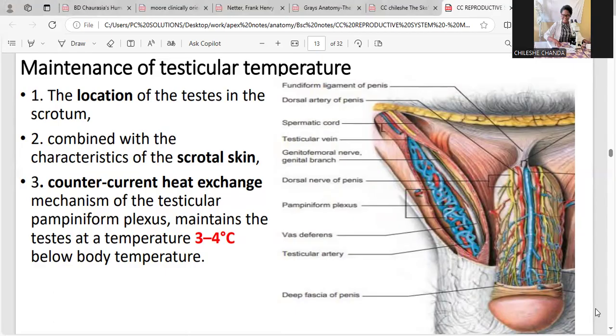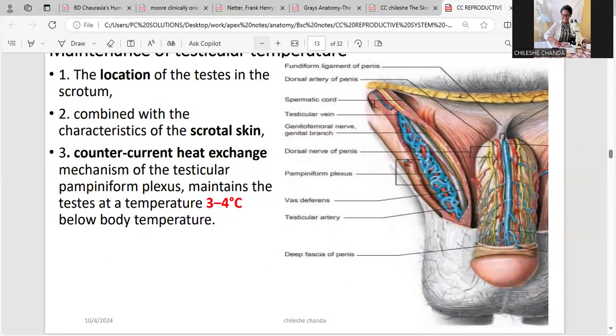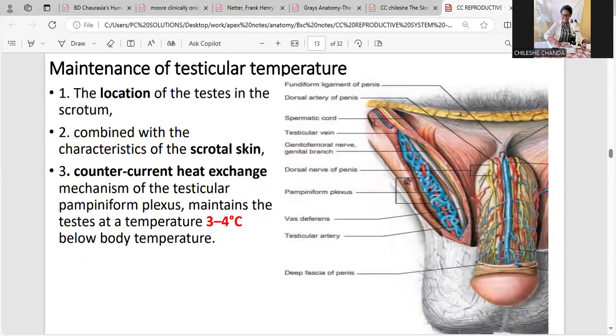Now, there are several ways in which the body makes sure that the sperms are kept at a temperature that is below normal body temperature. And one of those ways is the location. The testes are located on the outside. So the location helps to make sure that the testes are cooler than the rest of the body.